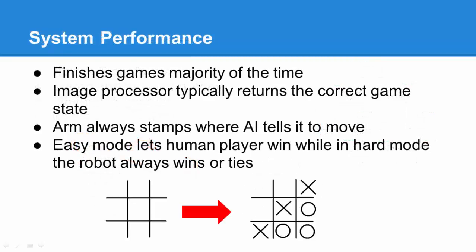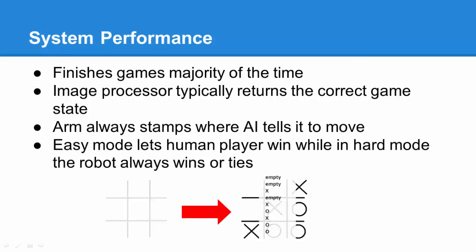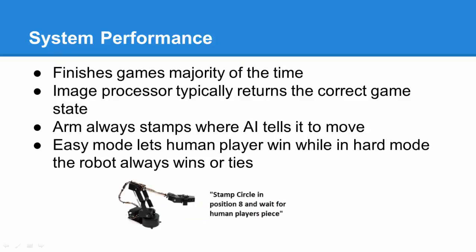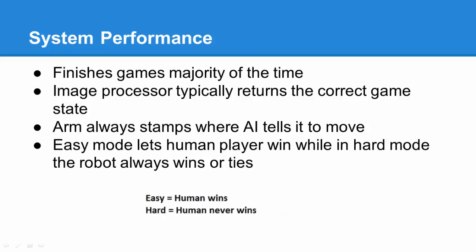Overall, the system is able to finish a game from empty state to winning state a majority of the time. The image processing returns the correct game state to the AI, and the arm stamps the pieces where the AI instructs it to place. The system always waits to move until it detects that the human player has placed his or her piece. In easy mode, the robot usually lets the human player win, and in hard mode, the robot will always win or tie.